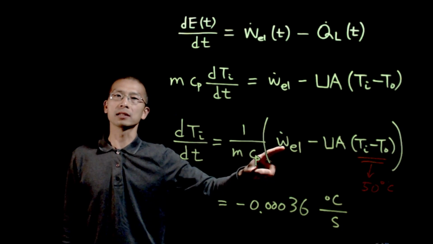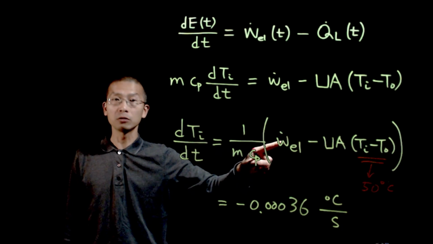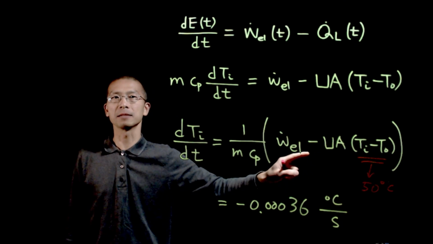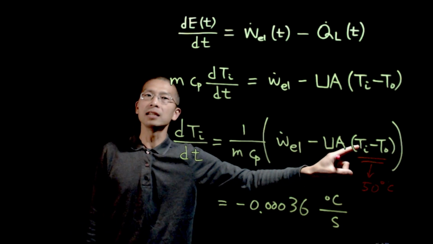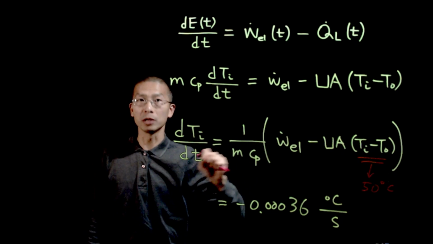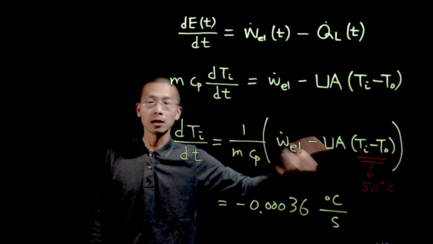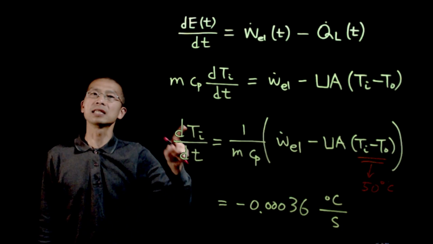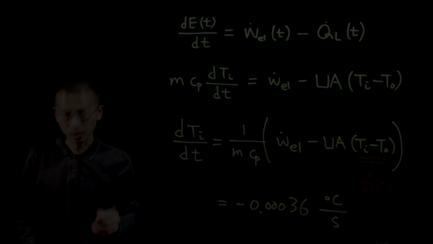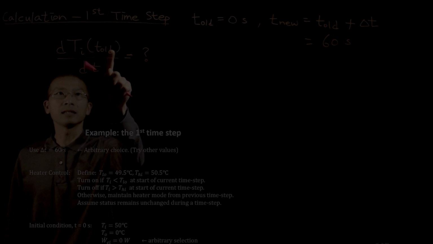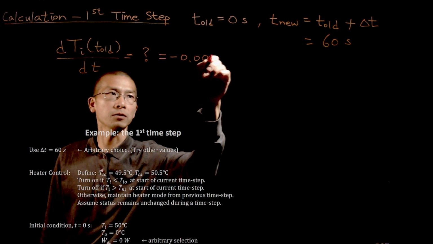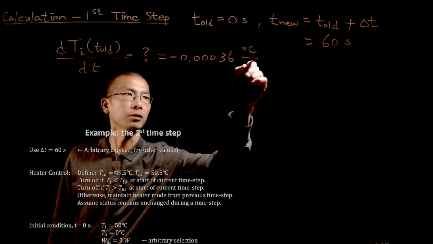For the heater output, we assume heater is off, so here 0 watt, and that was the case for this exercise. UA 60 watt per degree C, same here. Delta T, TI minus TO, was 50 minus 0 for this exercise, and in this case we use the same value, so delta T is also 50. So at the end, we got the value for dTi/dt, minus 0.00036 degrees C per second. We will use this value. Therefore, dTi/dt at the beginning of time step is equal to minus 0.00036 degrees C per second.